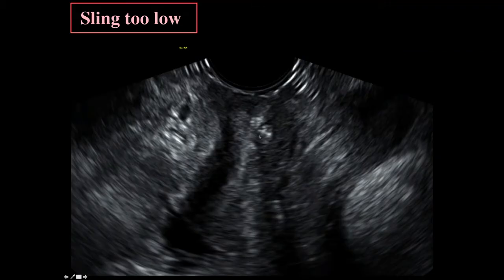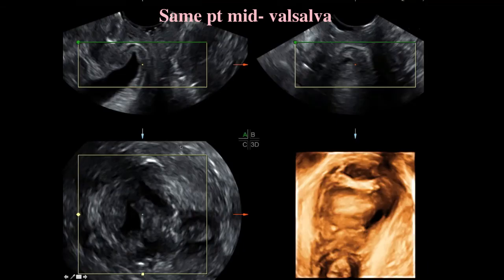So that's not going to help very much. So let's see what happens when she valsalvas in a minute. This is the same patient. Now this is mid-valsalva. You can see already things are not going well here. The bladder is starting to fold over into the vagina. Sling is up here someplace, and we're really not doing well.